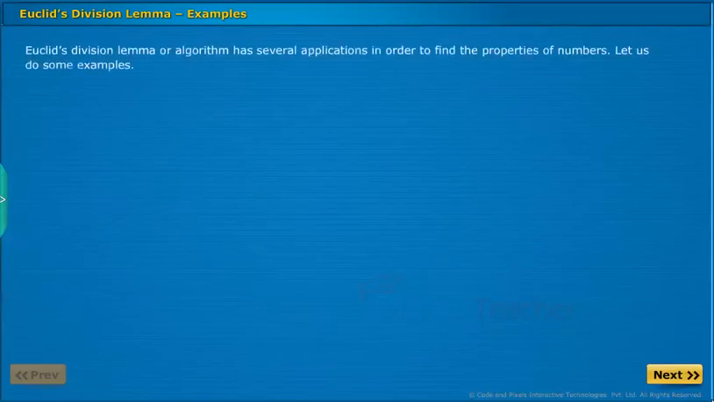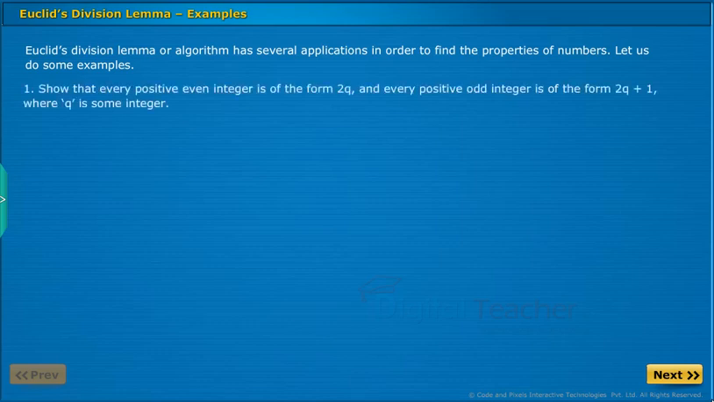Euclid's division lemma or algorithm has several applications in finding the properties of numbers. Let us do some examples. 1. Show that every positive even integer is of the form 2q and every positive odd integer is of the form 2q plus 1, where q is some integer. Solution.